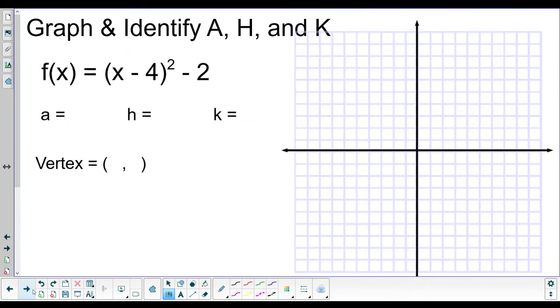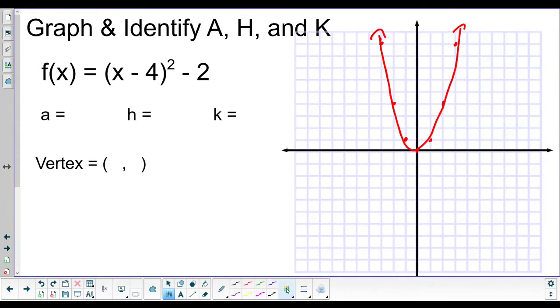Okay. All right, so let's do a little bit harder one. I'm going to go ahead and put my parent function on the graph. 0, 0, 1, 1, negative 1, 1, right 2, up 4, right 3, up 9. So it's however far left or right you go up that much squared. So left 2, what's 2 squared? 4. Left 3, what's 3 squared? 9. Okay. So here's our parent function.